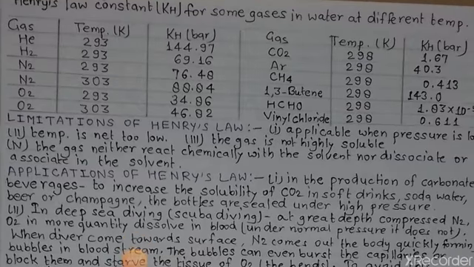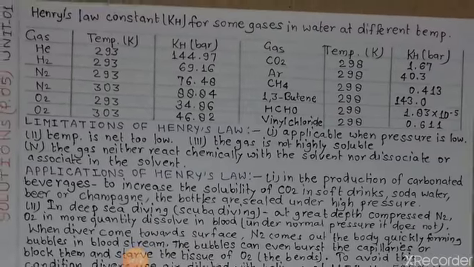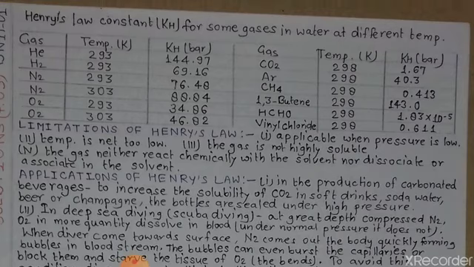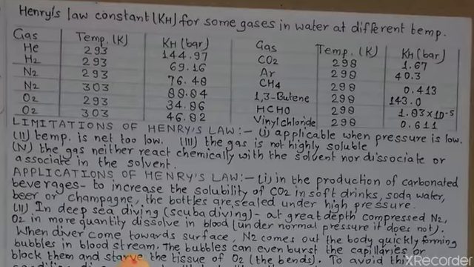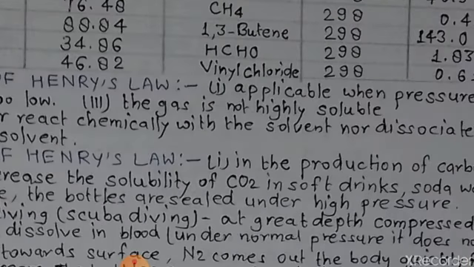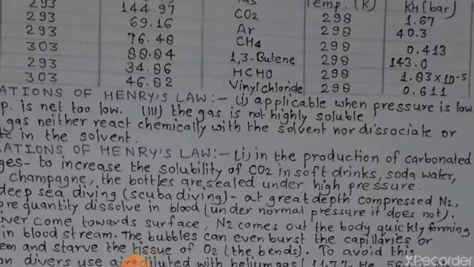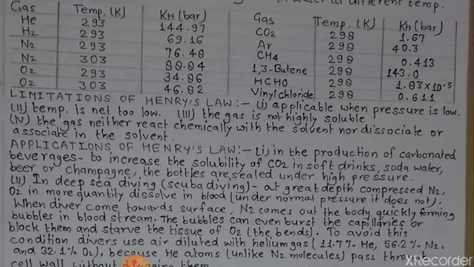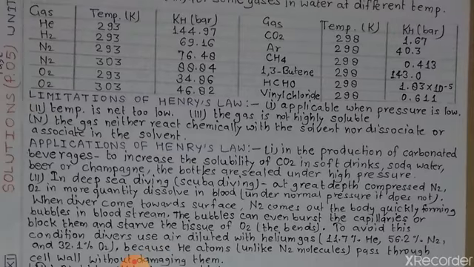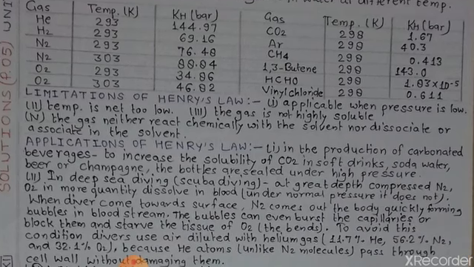Student, limitations of Henry's law. It is applicable when pressure is low, meaning at higher pressure it is not applicable. The second limitation is that the temperature should not be too low. It means at a lower temperature this is not perfect. Third, the gas is not highly soluble. It means if the gas is highly soluble in the solvent, this law is not perfect. And the fourth limitation is that the gas neither reacts chemically with the solvent nor dissociates or associates in the solvent.